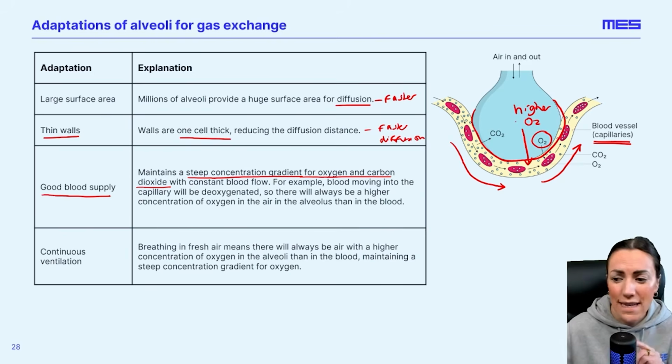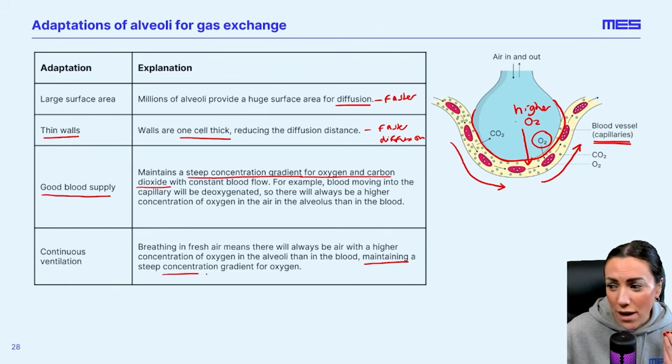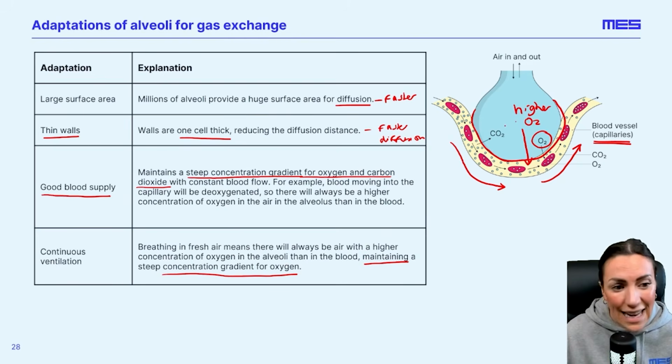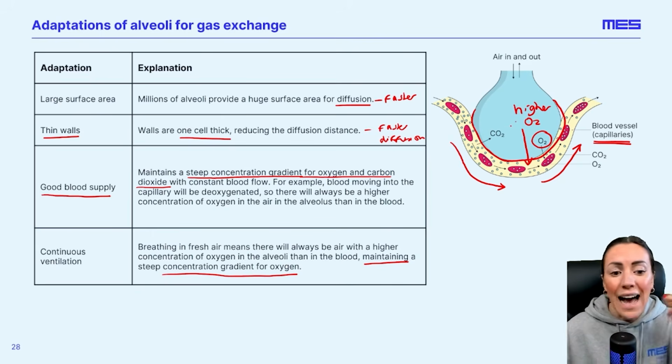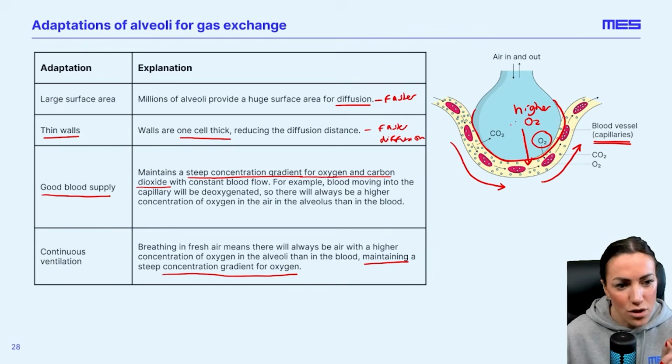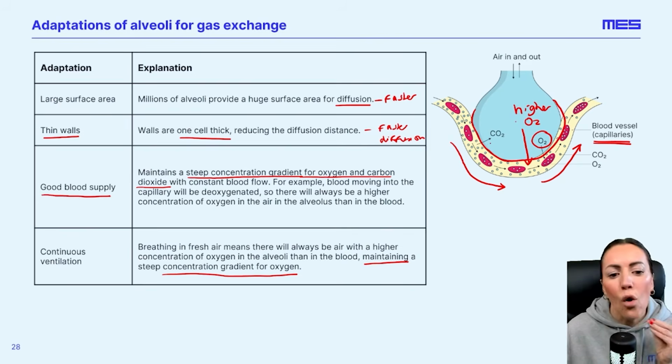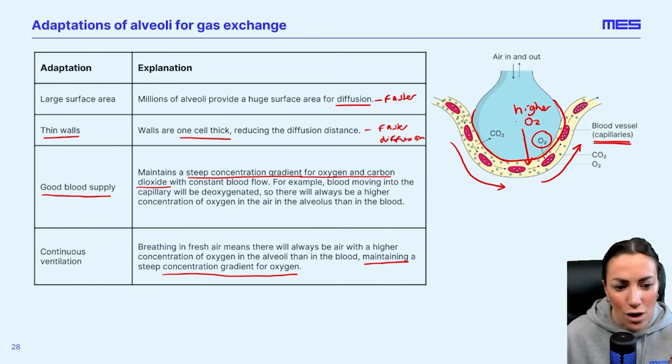The other thing that helps with this is continuous ventilation. We are always breathing. And again, we say it maintains the concentration gradient for oxygen and for carbon dioxide, because we are always breathing in air with a higher concentration of oxygen, and we are always breathing out air with a higher concentration of CO2. So we're making sure there is always a concentration gradient for oxygen, so it will keep diffusing into the blood, and there is always a concentration gradient for carbon dioxide, so it will keep diffusing out of the blood.